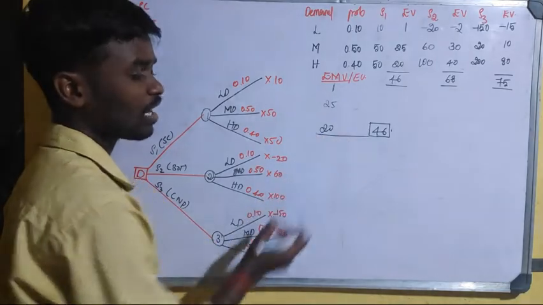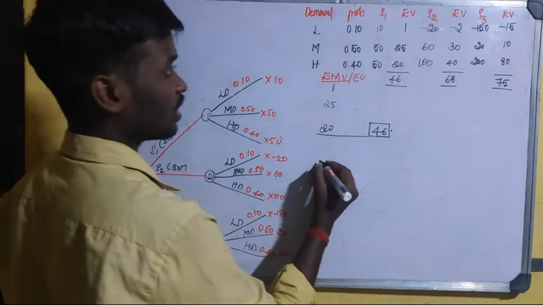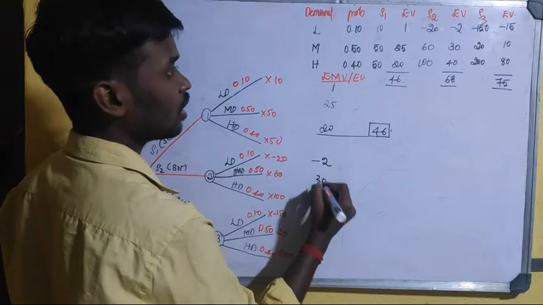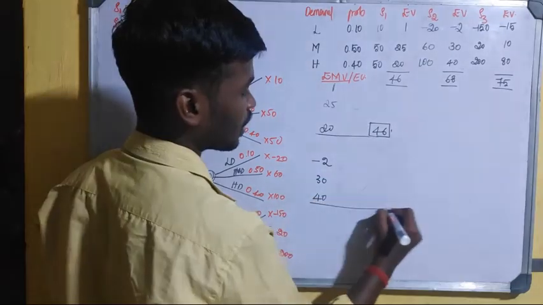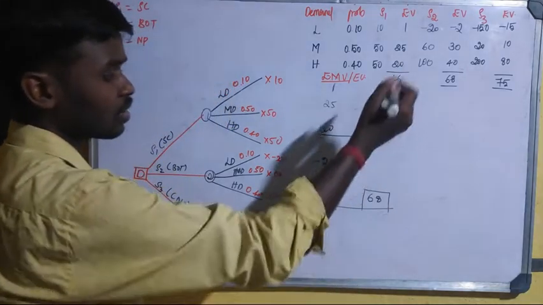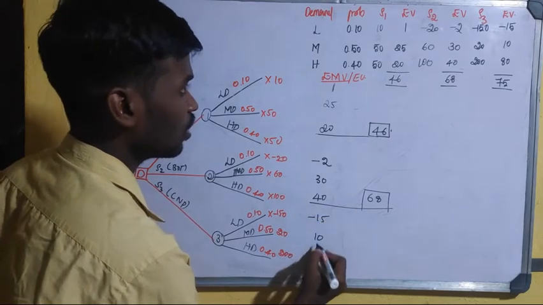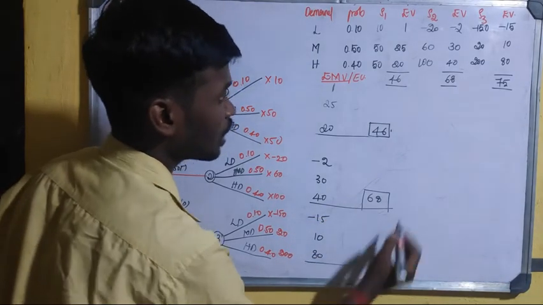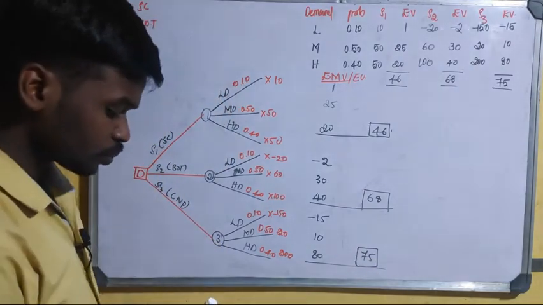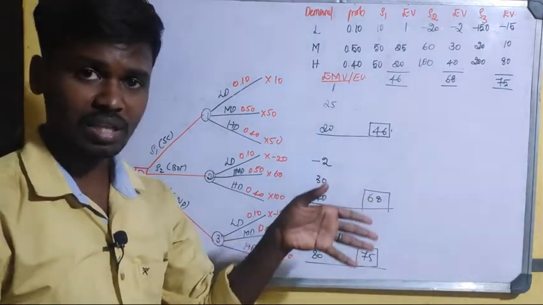Similarly we have to calculate the expected monetary value for the second alternative. We have already calculated it, so I will write it here. The expected monetary values are -2, 30 and 40. So what is the expected value? That is 68. Next, the third alternative: the expected values are -15, 10 and 80. So how much will you get? That is 75.